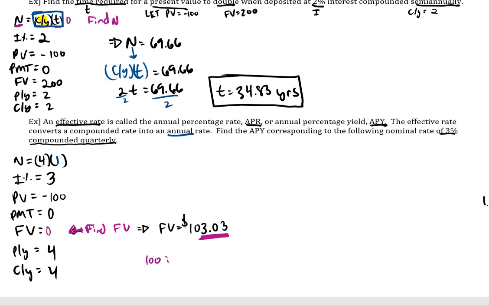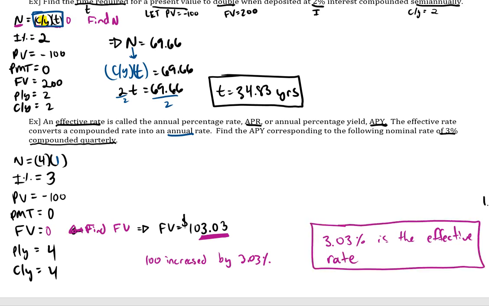Okay, so 100 increased by 3.03%. So I see the 100, I'm just looking at the ones place and onward, which means this is that APY, or it is the effective rate. Okay, so 3.03% is the effective rate. So that's it. So that's all it's asking for.